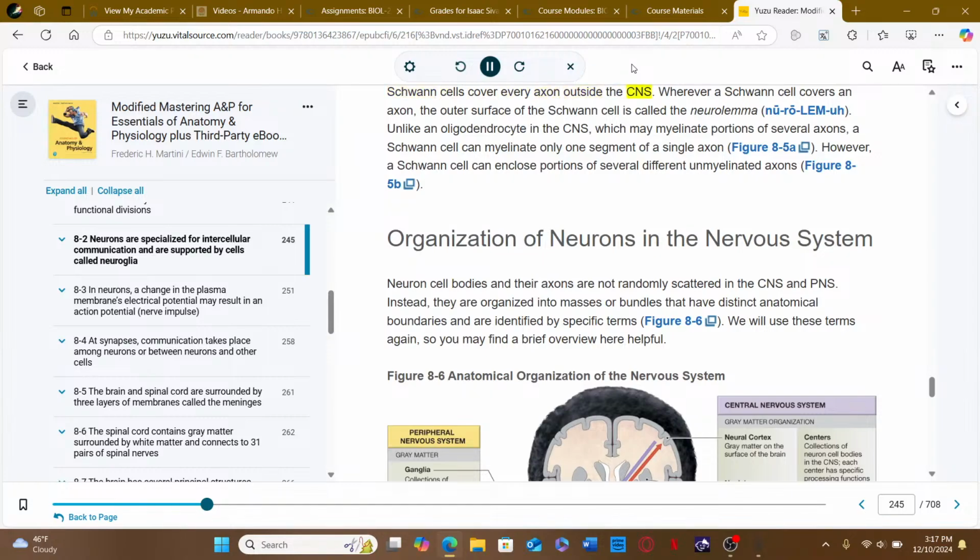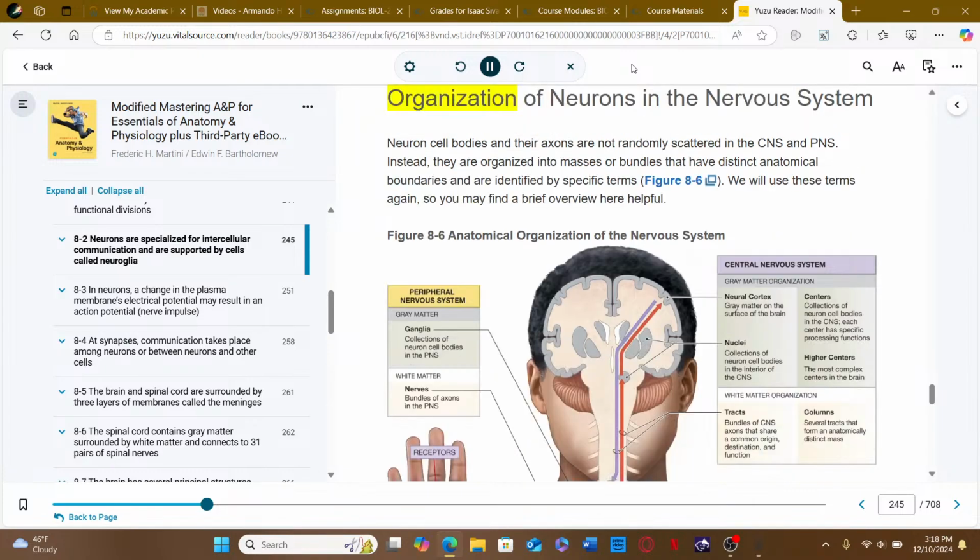Schwann cells cover every axon outside the CNS. Wherever a Schwann cell covers an axon, the outer surface of the Schwann cell is called the neurolemma. Unlike an oligodendrocyte in the CNS, which may myelinate portions of several axons, a Schwann cell can myelinate only one segment of a single axon, Figure 8-5a. However, a Schwann cell can enclose portions of several different unmyelinated axons, Figure 8-5b.